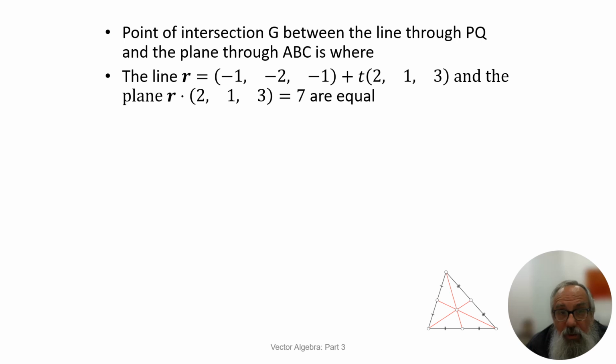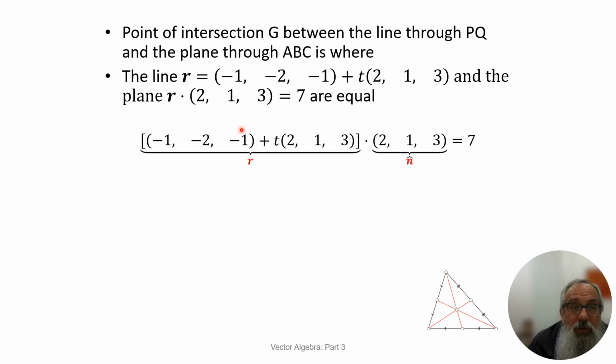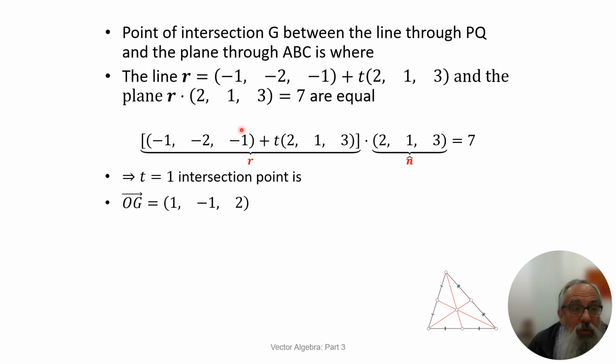The point of intersection G between the line through PQ and the plane through ABC: the line r equals the given equation, and the plane r dot (2, 1, 3) equals 7, are equal. So we're going to substitute that r into the plane equation, and we get t equals 1 and the intersection point is then (1, -1, 2), by substituting that into the equation of the line.